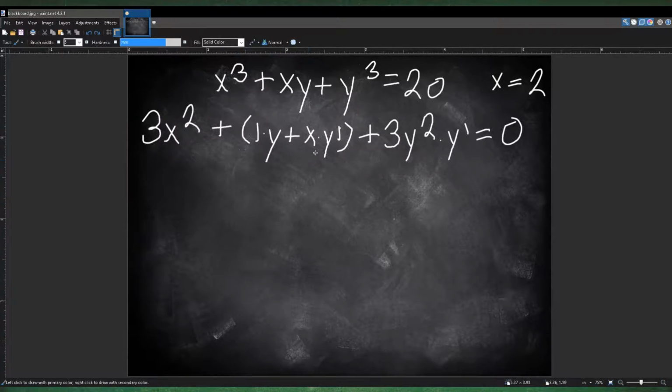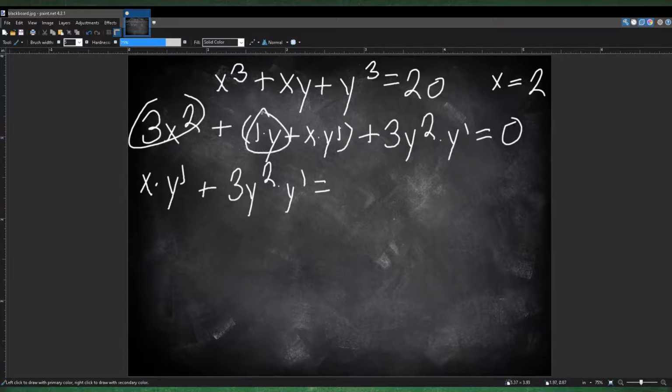Okay, so now let's put the derivatives of y together. So you have a derivative of y here, you have a derivative of y here. So let's move everything else to the other side, right? So we have x times the derivative of y. And now we have this one, which is 3 times y squared times the derivative of y. And then we just move this and this to the other side. So we have minus 3x squared, and then minus y, right? Because that's just 1. So yeah, minus y.